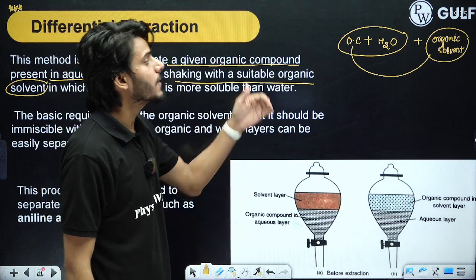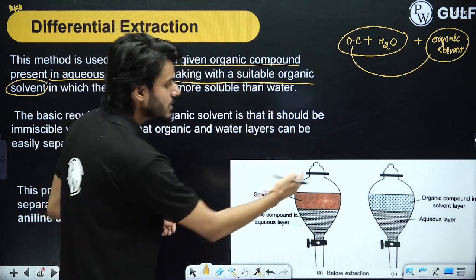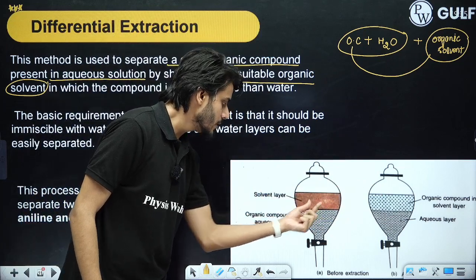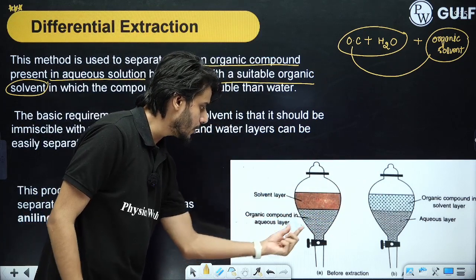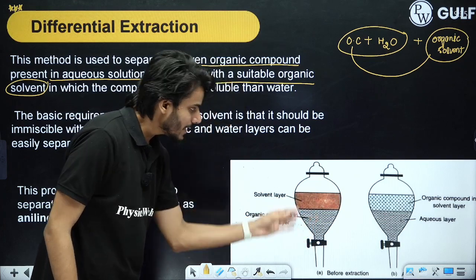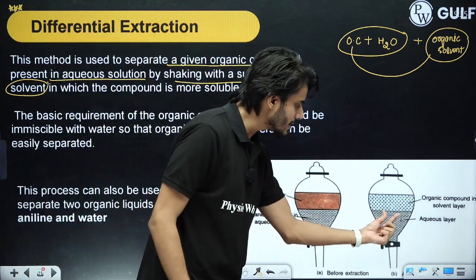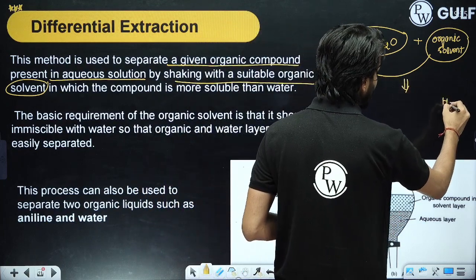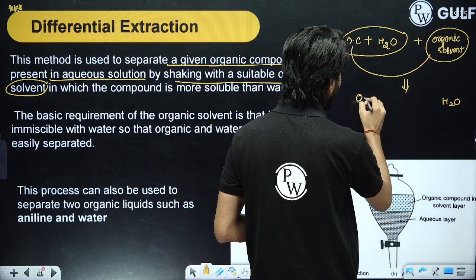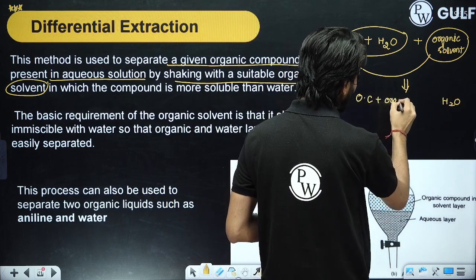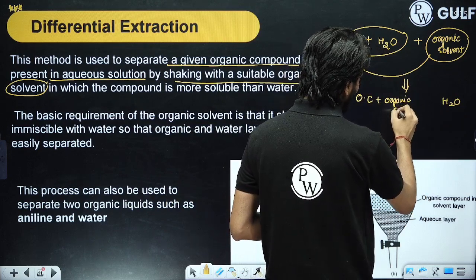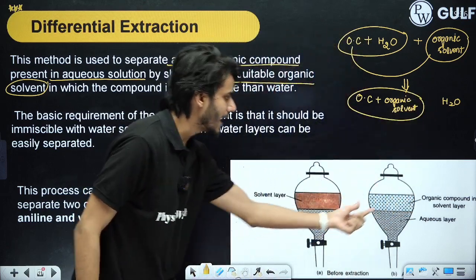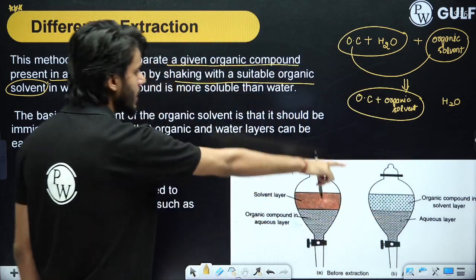And after 5 or 6 minutes of this shaking, you will have this scenario. Now let's look at this. This was the solvent layer before, because the density was different. So this was the solvent layer, this was the organic compound in aqueous form. After this shaking, you will have the aqueous layer separated completely, because after some time your H2O is going to be separated and you will have the organic compound along with this organic solvent. And then finally you will have this scenario: organic compound, solvent layer.